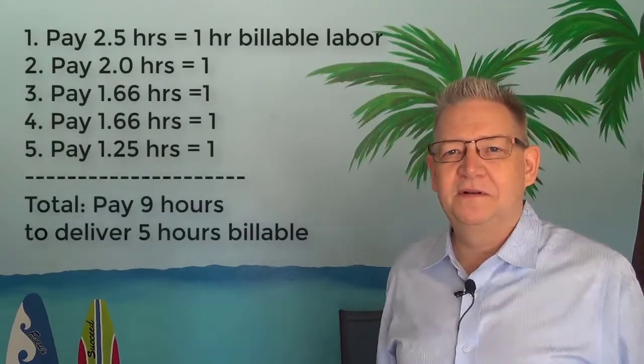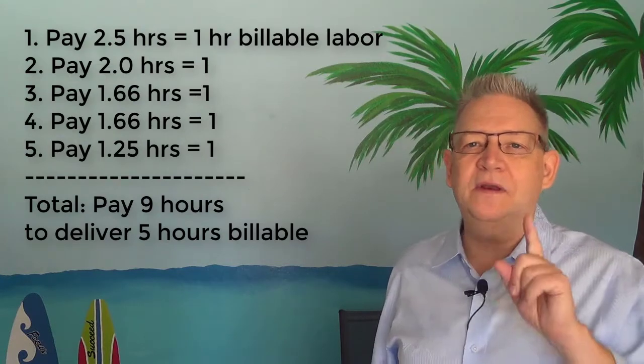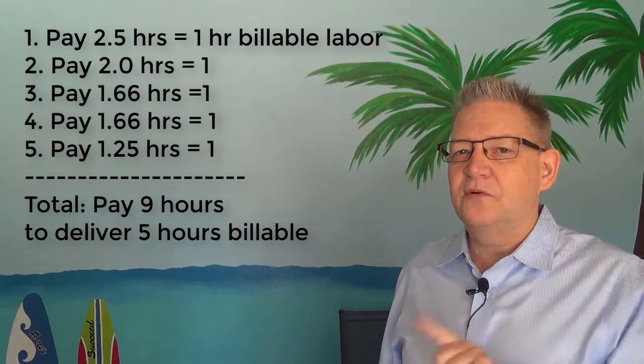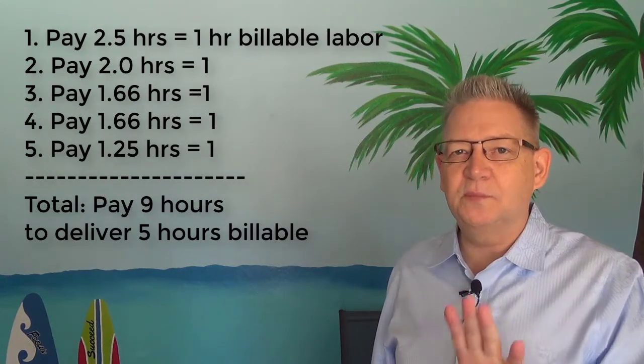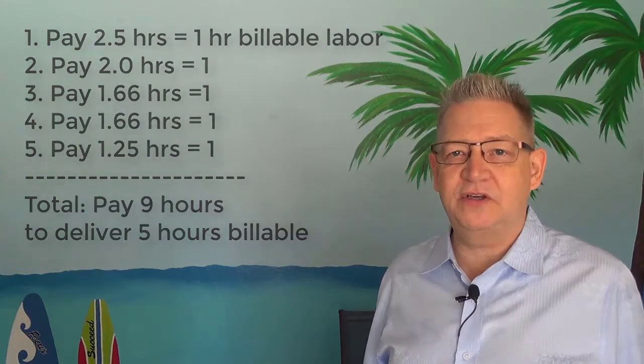Let's add it all up. So what happens is you're going to pay about 9 hours of labor for every 5 hours that's usable labor towards a project. Next, you need to figure out what these people actually cost you, because you say, oh, well, I'm paying him $20 an hour.